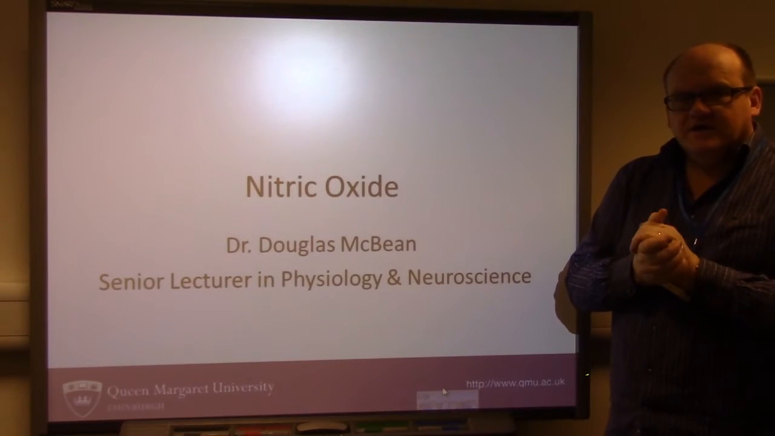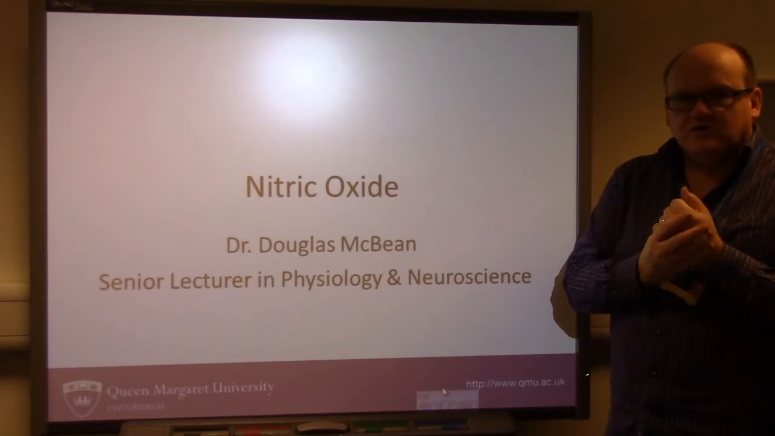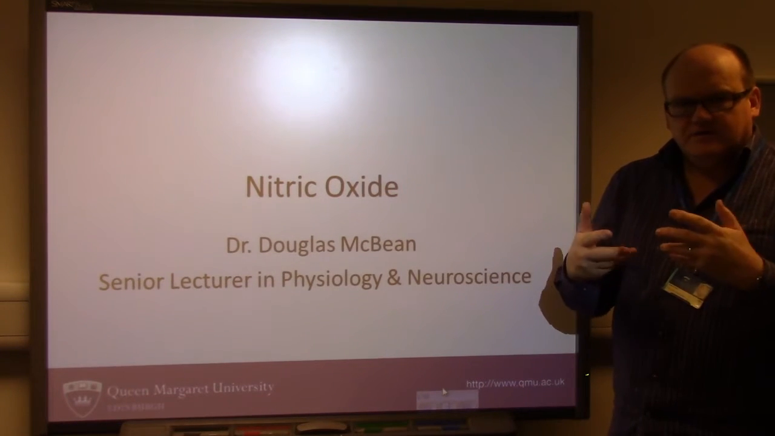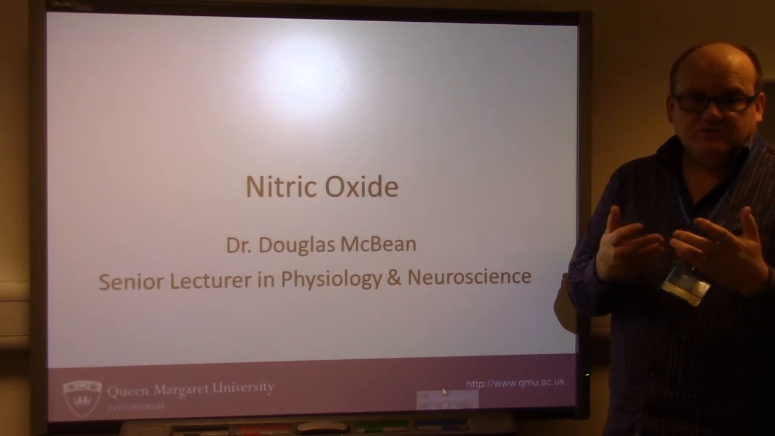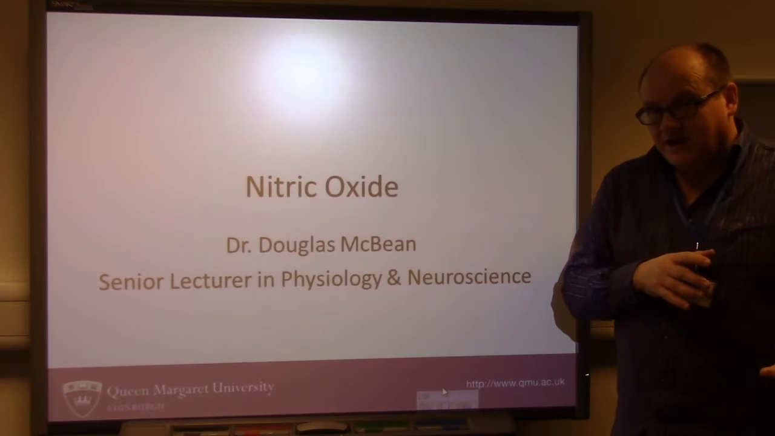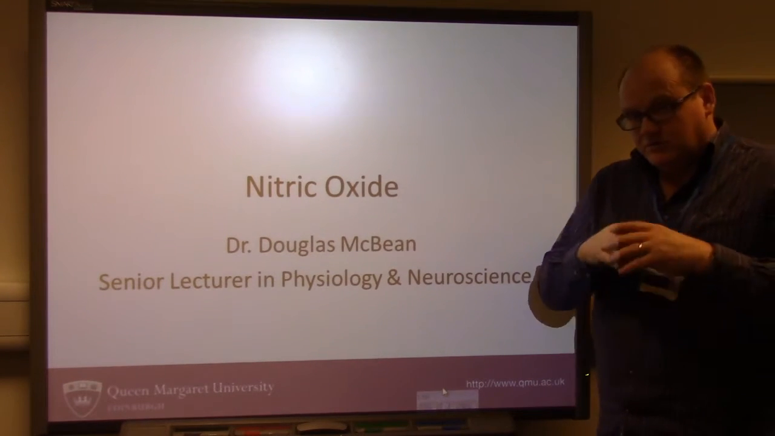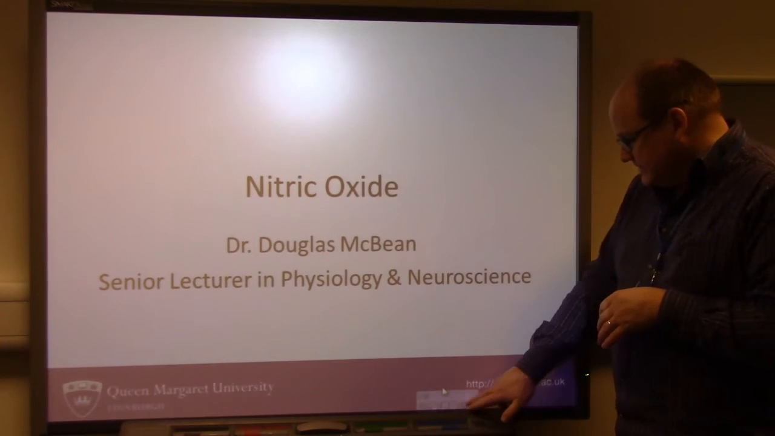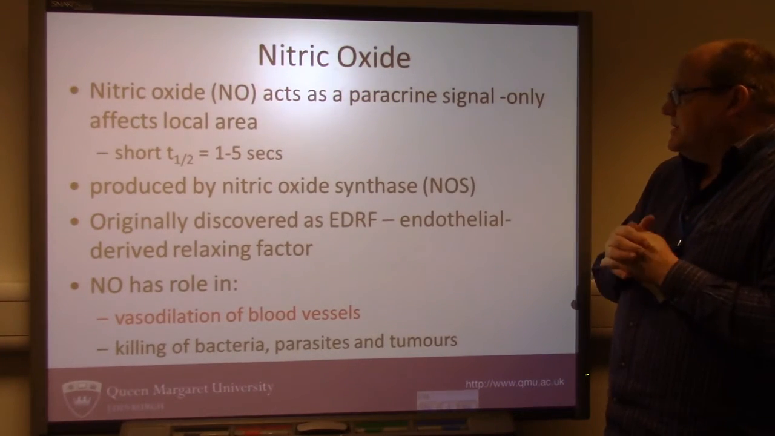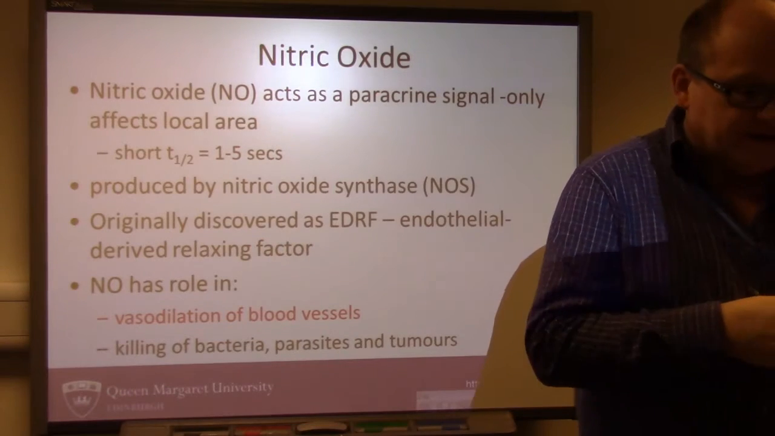Okay, welcome back. Today's lecture is on the topic of nitric oxide, and we're looking at a number of the roles that nitric oxide has, and one of those is an effect on the vasculature, and that kind of ties in with the cardiovascular stuff that we've done before. But we'll also look at it in its wider context. So, nitric oxide acts as a paracrine signal. That means it only affects the local area.